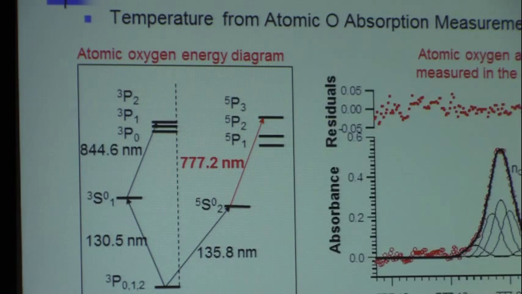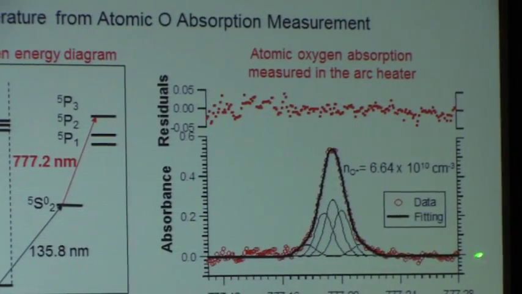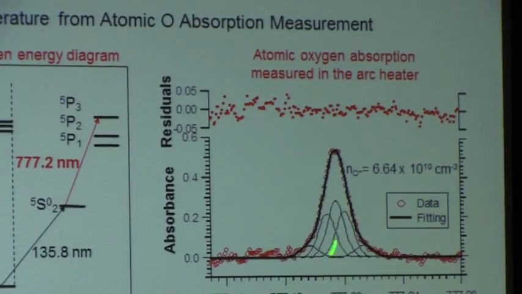From this, we study the shape of that transition. That's the absorbance versus wavelength. It's actually comprised of several smaller features underneath. And from this area, we can get the number density of atoms in that state. It's about 10 to the 10.